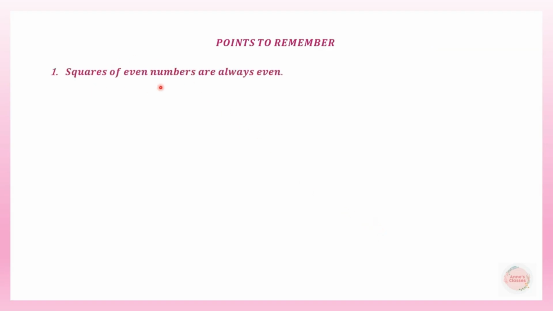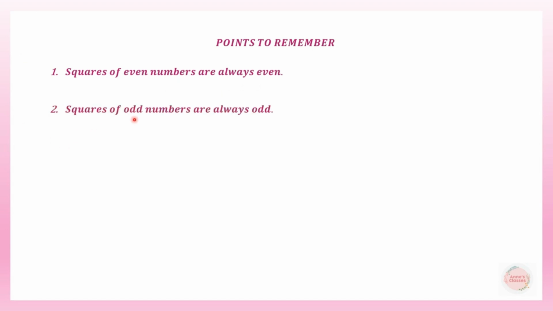The squares of even numbers are always even. What are even numbers? Even numbers are numbers like 2, 4, 6, 8 and so on. Now what is the square of 2? 2 square is 2 into 2. 2 twos are 4. 4 square is 4 into 4, which is 16. 6 square is 6 into 6, which is 36. Can you see these are all even numbers and their squares are also even. So the first point: squares of even numbers are always even.